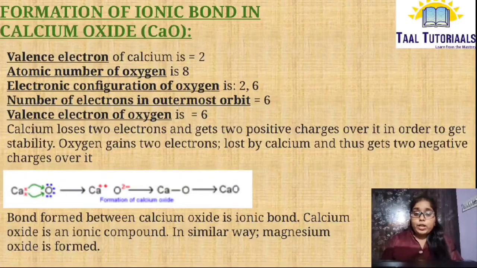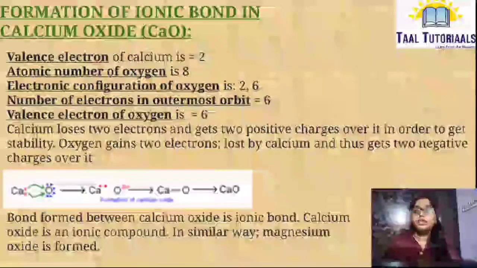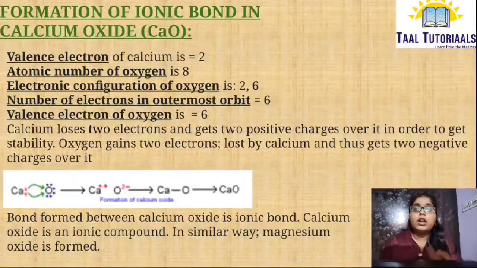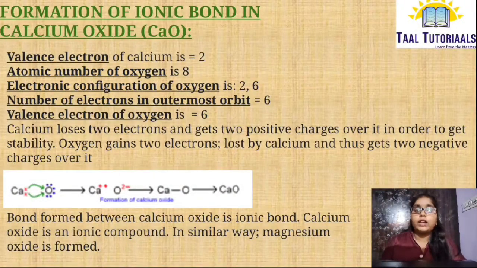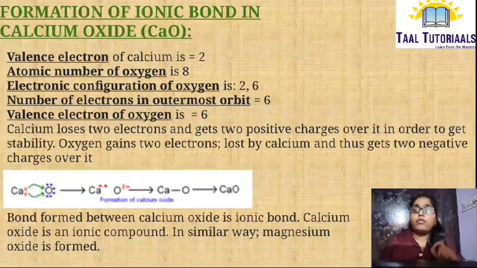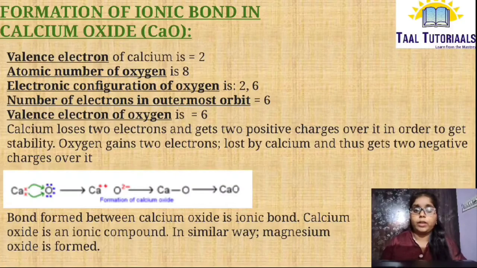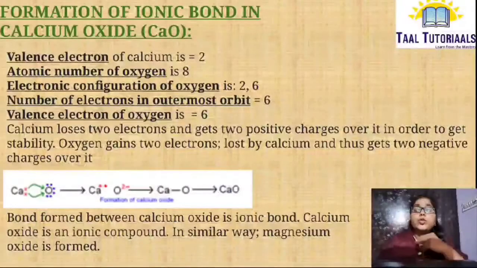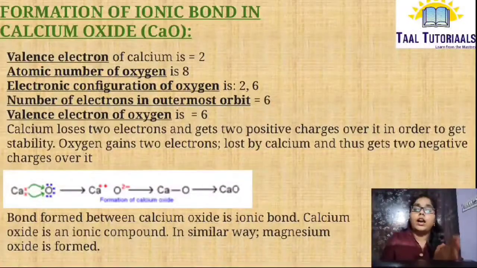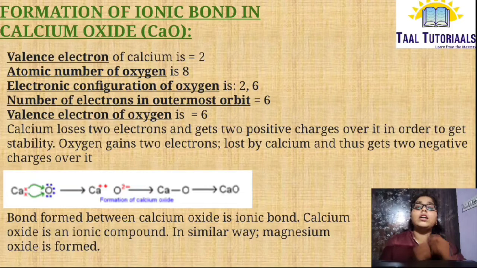Next, formation of ionic bond in calcium oxide. See, first of all, we'll take the valence electrons of calcium. Calcium has 2 valence electrons. The atomic number of oxygen is 8 and the electronic configuration of oxygen is 2, 6. The valence electrons of oxygen are 6. Now, calcium loses 2 electrons and gets 2 positive charges. See here what happens. Calcium gives 2 electrons to oxygen and oxygen takes the 2 electrons and attains the stable electronic configuration.